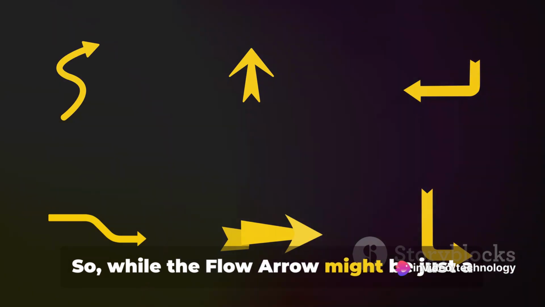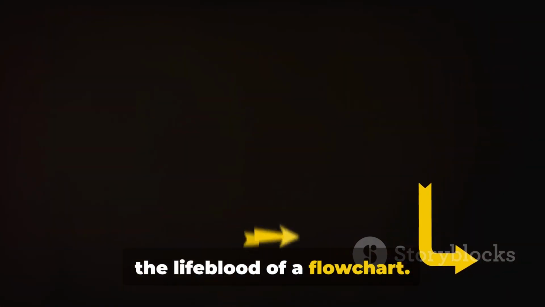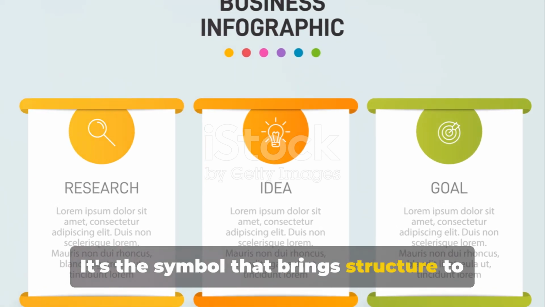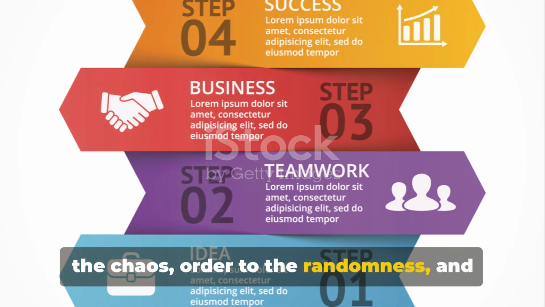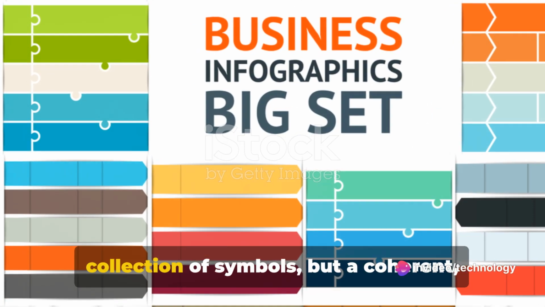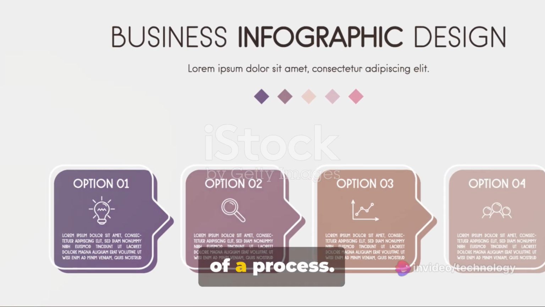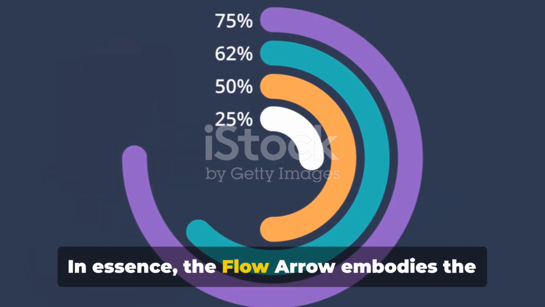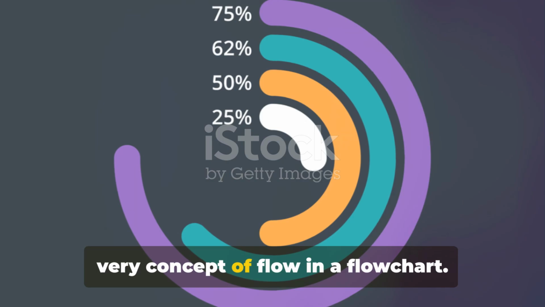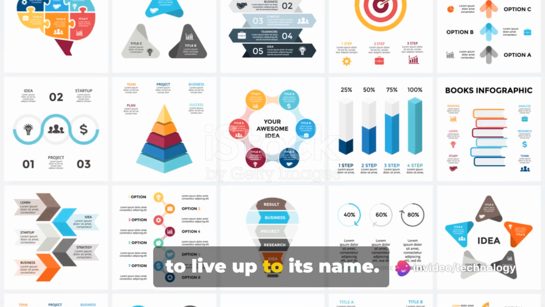So while the flow arrow might be just a line or an arrow on paper or screen, it's the lifeblood of a flowchart. It's the symbol that brings structure to the chaos, order to the randomness, and logic to the complexity. It makes a flowchart not just a collection of symbols, but a coherent, logical, and understandable representation of a process. In essence, the flow arrow embodies the very concept of flow in a flowchart. It's the symbol that enables a flowchart to live up to its name.